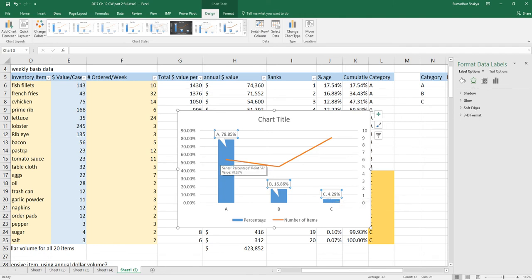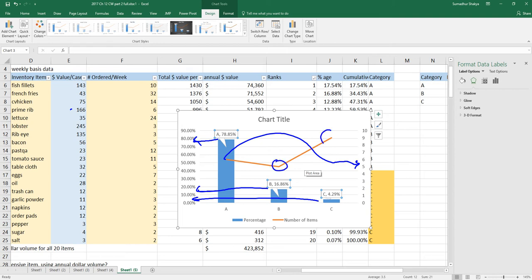4.29%. In terms of number, category A item makes up, so these are represented on this axis. Yeah. Similarly, this one over here, and this is represented on this axis. Yeah. So number of items for category A are very few, B are also very few, and C contributes so many of them. Yeah.